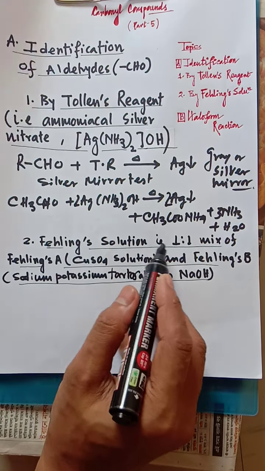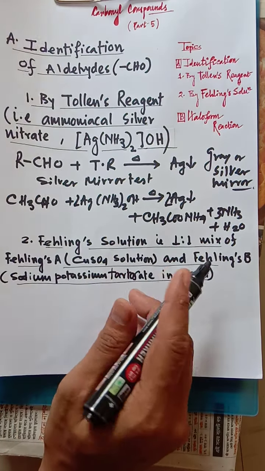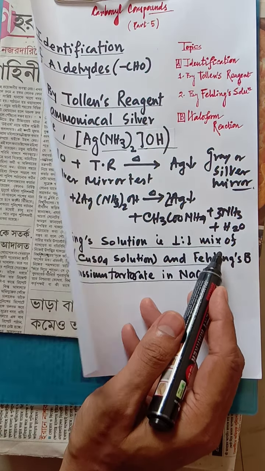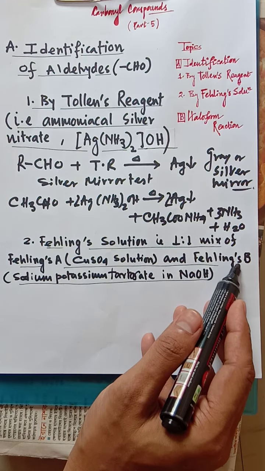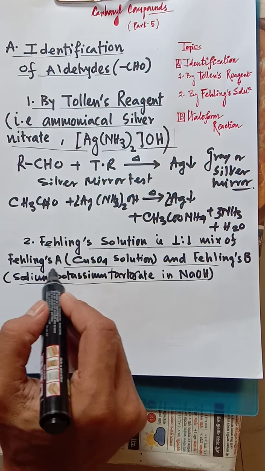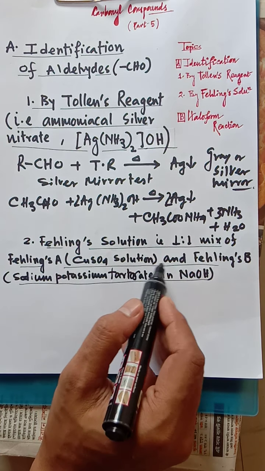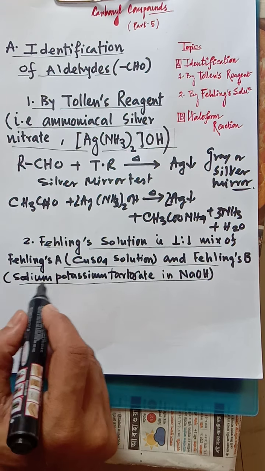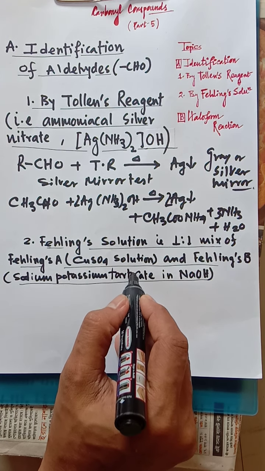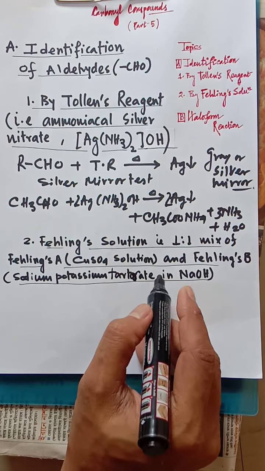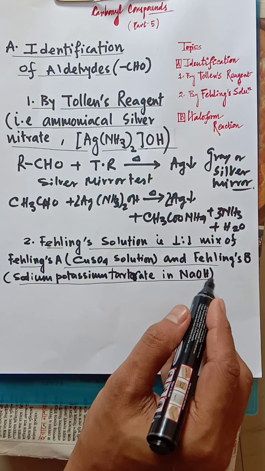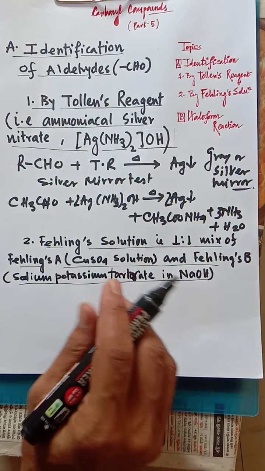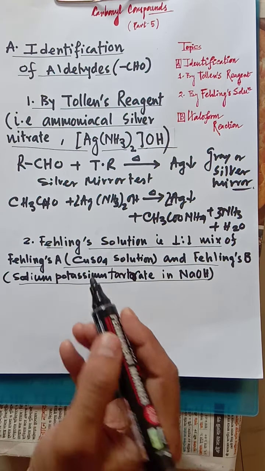Now moving towards the Fehling solution. First of all, again the same thing: what is the meaning of Fehling solution? It is a 1:1 mixture, which means equal volumes, of Fehling's A and Fehling's B. Fehling's A is copper sulfate solution and Fehling's B is sodium potassium tartrate in NaOH. So this is the mixture of these two. This is the Fehling solution.